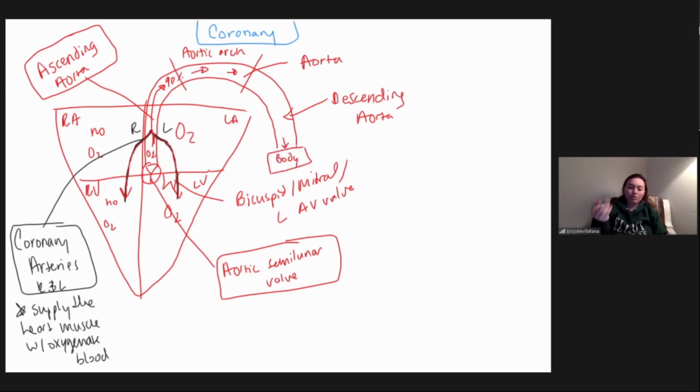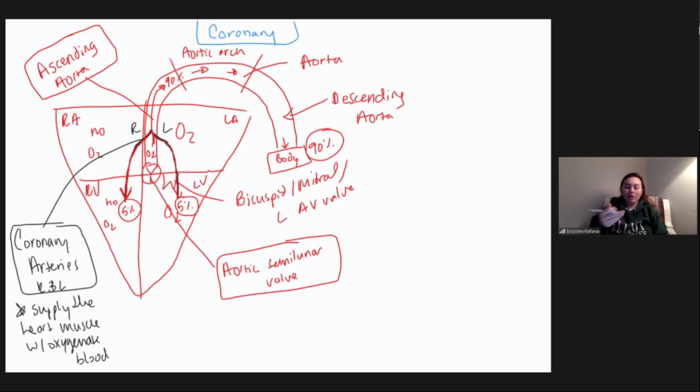But we'll just say 10%. Let's say 10% goes down here, 5% maybe over to this side of the heart, and let's say 5% to that side of the heart. 90% going off to the rest of the body, but 10% stays in the heart to make sure the heart gets the blood that it needs. Does that make sense? So coronary arteries are going to supply the heart with the blood that it needs.